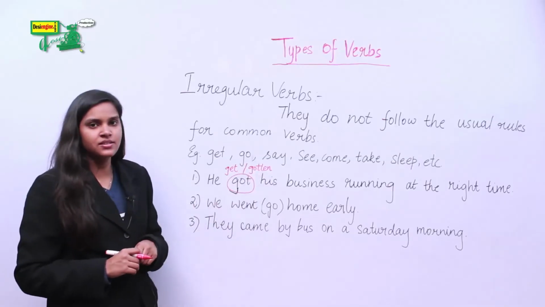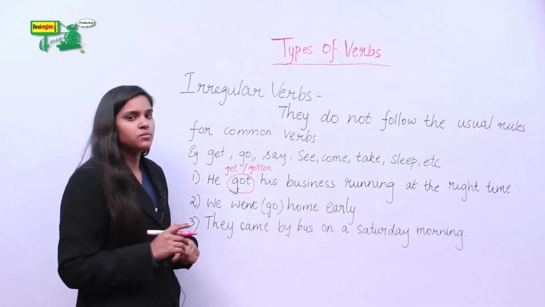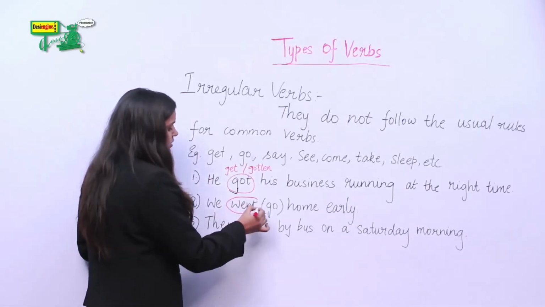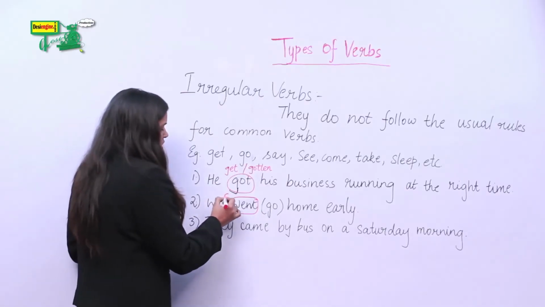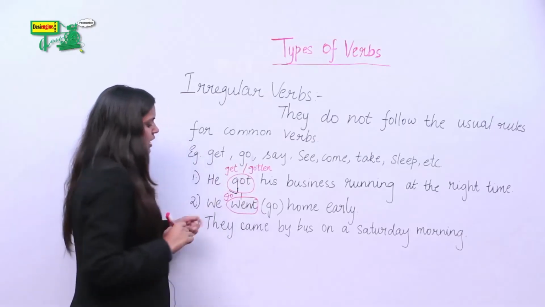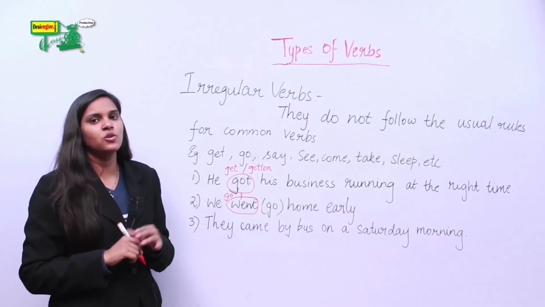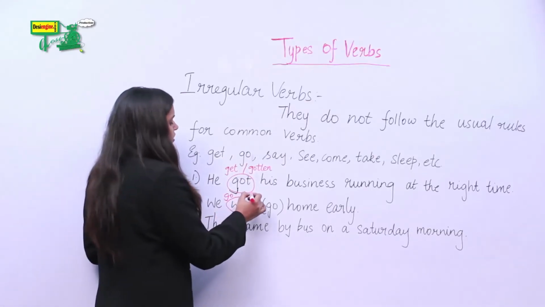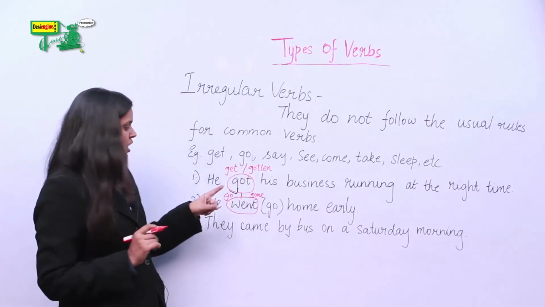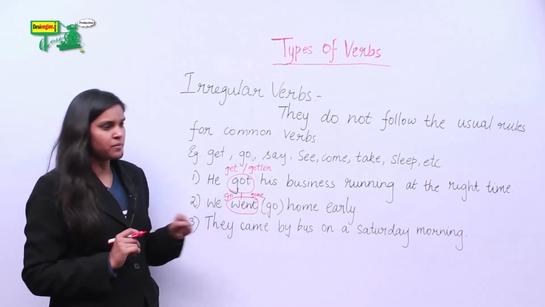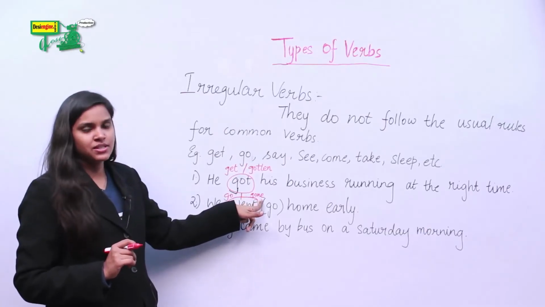Let's take another sentence. We went home early. Here, the irregular verb is went. The main verb of went is go. And the simple past of go is went. And the past participle of go is gone. So, it is go, which is the main verb, simple past is went, and past participle is gone.